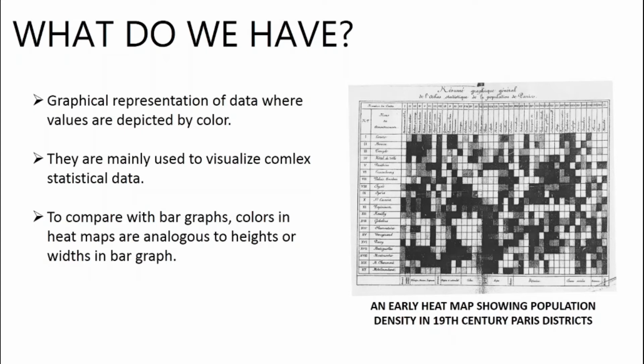Now heat maps have been around longer than you think. For example, here's one from the 19th century which shows the population density in some Paris districts. So perhaps the darker the grid gets, the more the population density there is. So this is an easy way to look at the population density in general of the entire city, and we can easily infer from the graph which particular district has more population density.